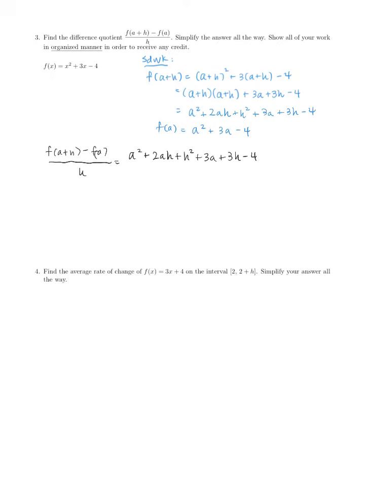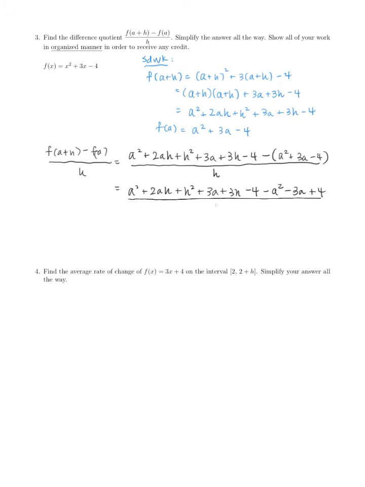So that's our f of a plus h, and then I have minus f of a. So make sure to put a parenthesis after the minus sign. So f of a is a squared plus 3a and then minus 4. And please don't forget this poor little h on the bottom. Here we go. Don't lose that h. Okay, so now let's distribute the negative sign and simplify. So you've got a squared plus 2ah plus h squared plus 3a plus 3h minus 4, and then minus a squared minus 3a and then plus 4, and the whole entire thing all over h.